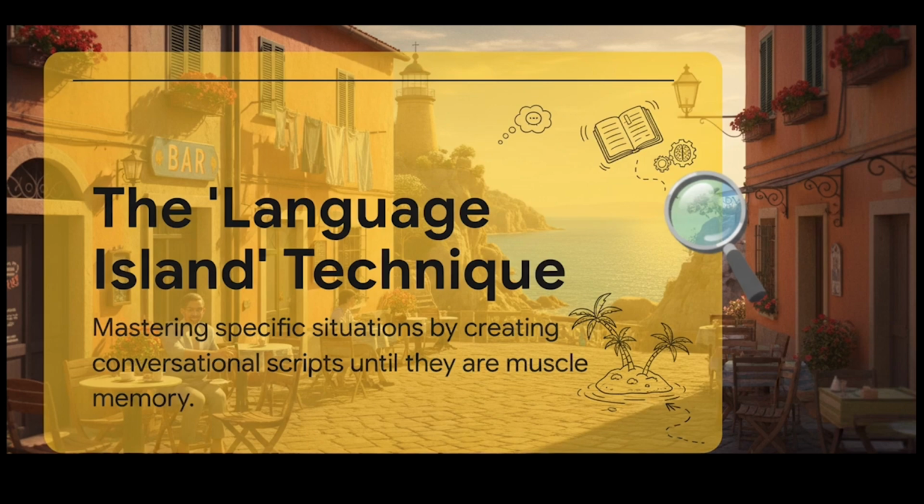So, once you've rewired your digital world, it's time to get strategic with the real world. Instead of trying to learn every word for everything all at once, which is totally overwhelming, we're going to use something called the language island technique. The whole idea is you stop just memorizing random vocab lists and you start mastering entire situations, one at a time. You create these little, safe, scripted islands of conversation you know you can handle.